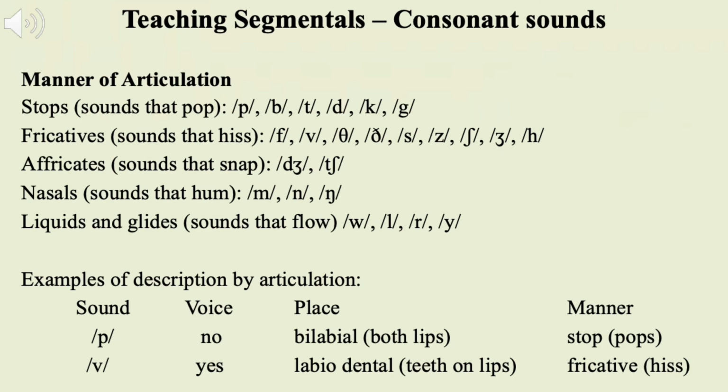There's a particular significance to manner of articulation when we teach linking of consonant sounds in connected speech. The 5 sound types are stops, I'll call them sounds that pop, fricatives, sounds that hiss, affricates, sounds that snap, nasals, sounds that hum, liquids and glides, sounds that flow.